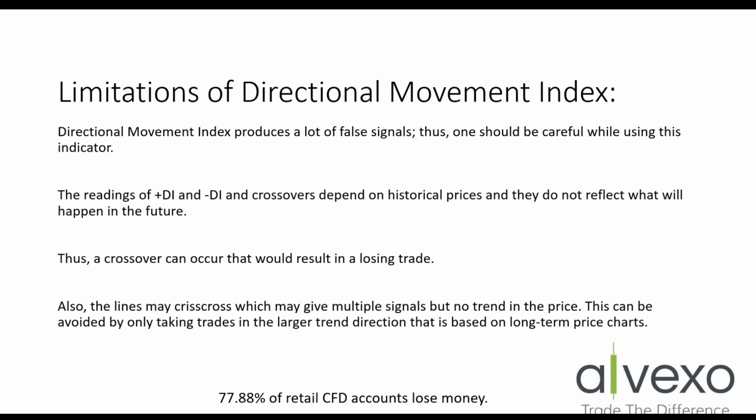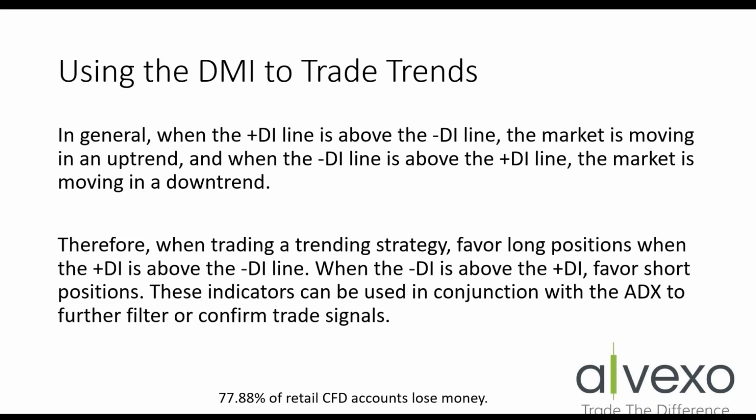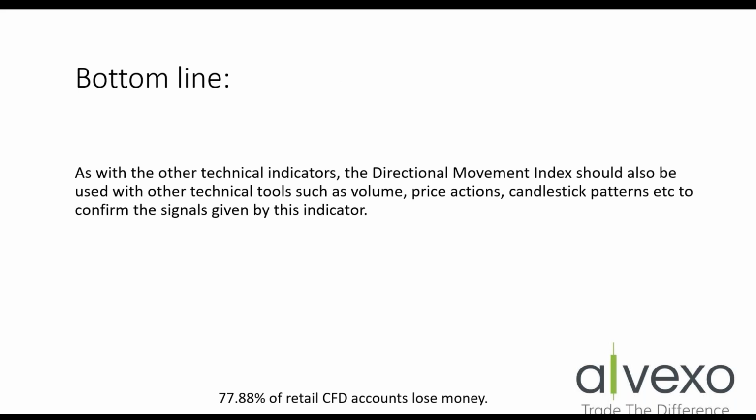Also, the lines may cross over, which give multiple signals but no trend in the price. This can be avoided by only taking trends in a larger trend direction that is based on the long-term price, or only when the ADX is giving you a strong trend. In general, when the plus DI line is above the minus DI line, the market is moving in an uptrend. So this is a very simple indicator.